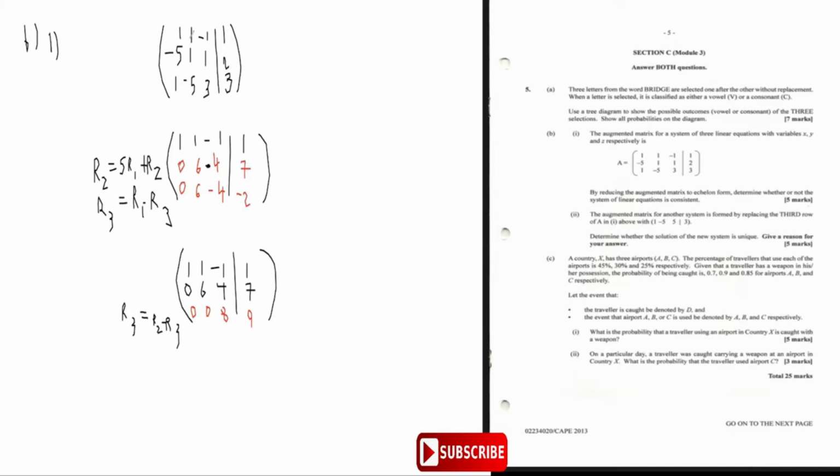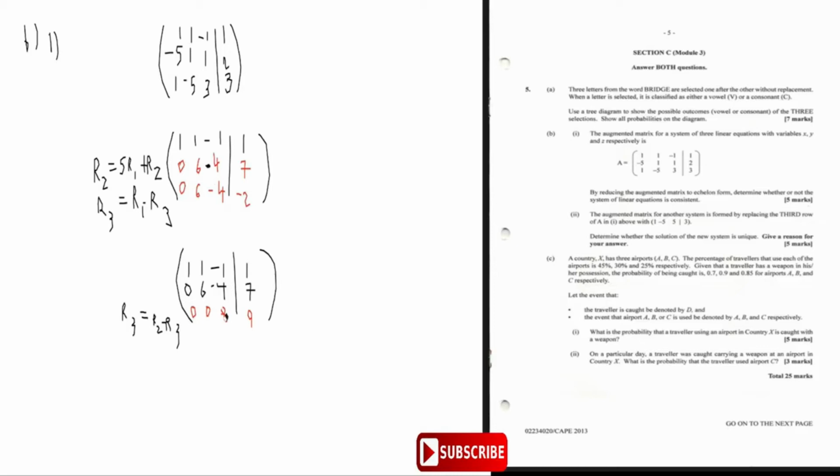1 minus 1 is 0. 1 minus minus 5 is 6. Minus 1 minus 3 is minus 4. 1 minus 3 is minus 2. So this should have been minus. This should have been minus. And so then it is minus 4 minus minus 4, and that's 0. So this should be 0.